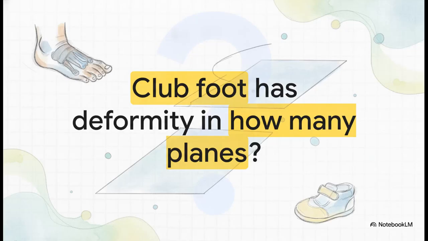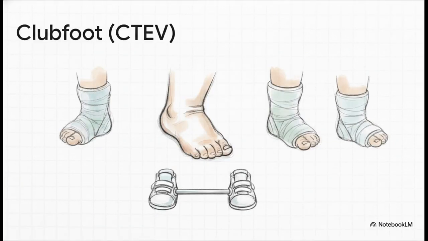Clubfoot has deformity in how many planes? Option A, 1 plane. Option B, 2 planes. Option C, 3 planes. Option D, 4 planes. Or Option E, none of the above. The correct answer is Option C, 3 planes. Congenital talipes equinovarus involves structural malalignments across 3 distinct planes.